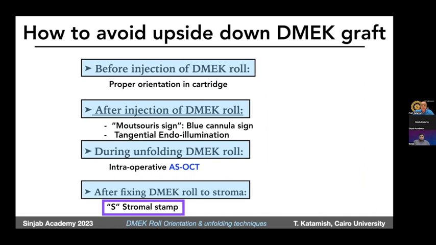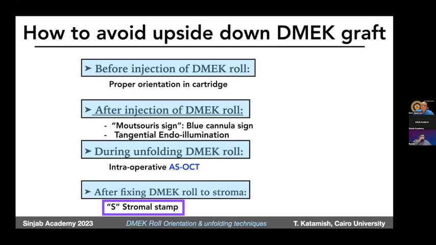We have many ways to do this. We can do this while the graft is still in the intraocular lens cartridge or in the glass pipette. And we can use other signs after injection of the DMEK graft in the anterior chamber. The most important sign is Moutsouris sign or the blue cannula sign. Or we may use what we call tangential endo-illumination. And during the unfolding of the DMEK graft, if you are lucky and have intraoperative anterior segment OCT, it will be a very valuable tool to monitor the unfolding process and to know the orientation.